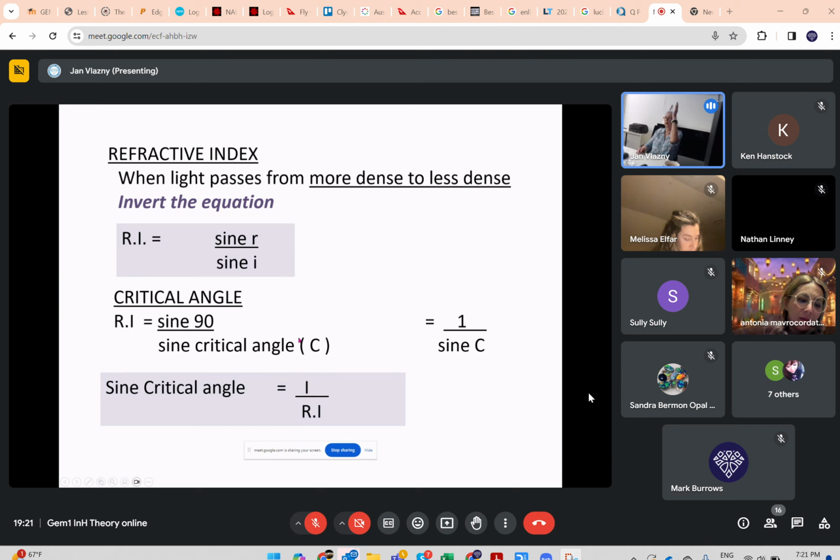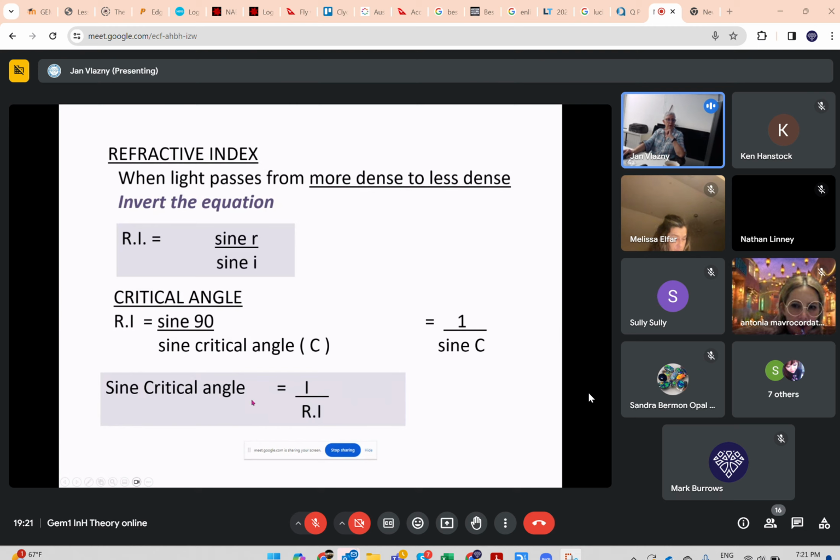So if we were looking at the critical angle, remember, it is the angle that produces the refracted ray at 90 degrees. So if we put the sine of 90 on that top bit there, the sine of 90 degrees is 1. So there's the number 1. Under there will be the incident angle that would produce that. So the RI is going to be the sine over that and the sine over that.